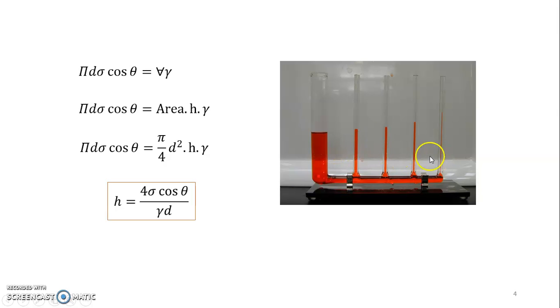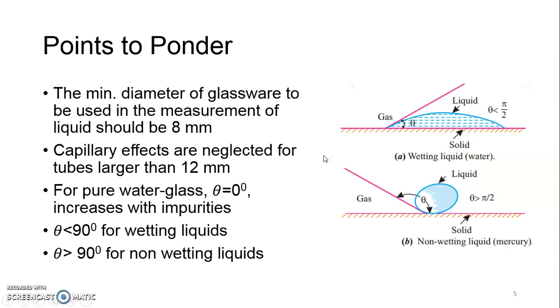Now here is a picture where you can very clearly see that wherever the value of d reduces, h increases. A very thin diameter capillary tube will have a high rise in its capillarity, whereas it decreases with an increase in the diameter.